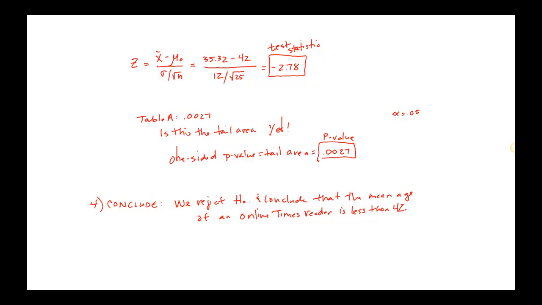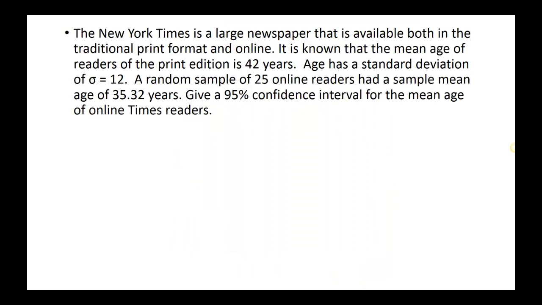All right, so now we know that the mean age is less than 42. The next logical question would be, well, what is the mean age of an online Times reader? And to answer that question, we would do a confidence interval. So here's the same scenario, but this time we want to construct a 95% confidence interval for the mean age of online Times readers. So still following the 4-step process, my first step is state.